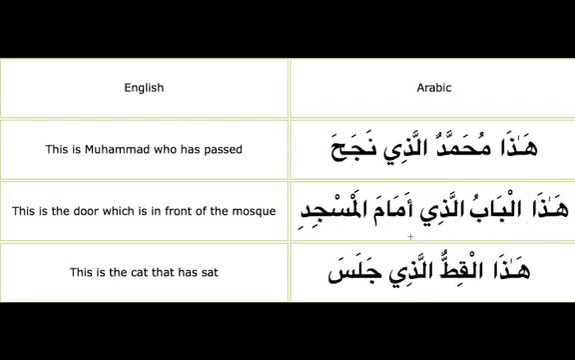هذا الباب الذي أمام المسجد. This is the door that, or you can say which. When you use it with objects, we translate allazi as which. In front, أمام المسجد, which is in front of masjid. هذا القط, this cat. الذي جلس, that has sat. So this is how we have الذي, ism mawsul, silatul mawsul, both together.